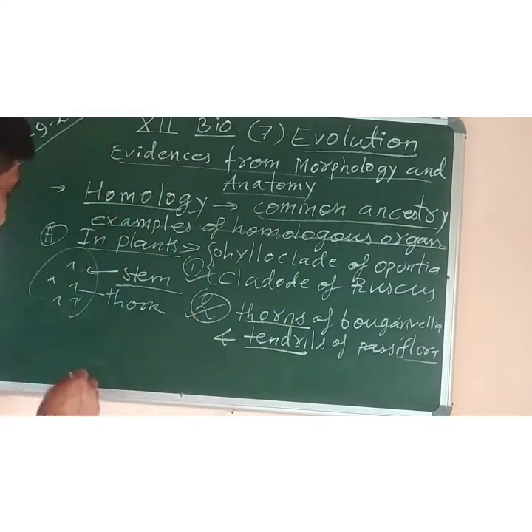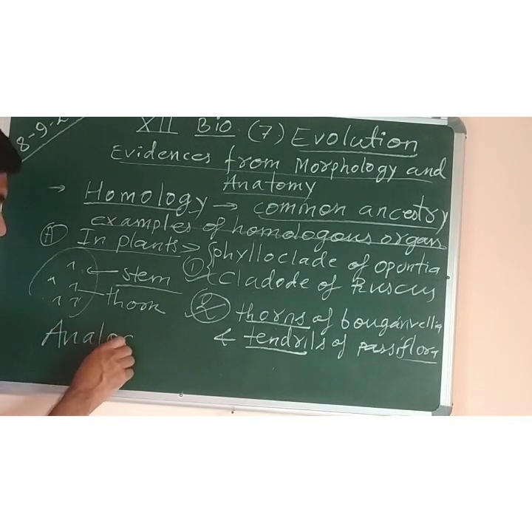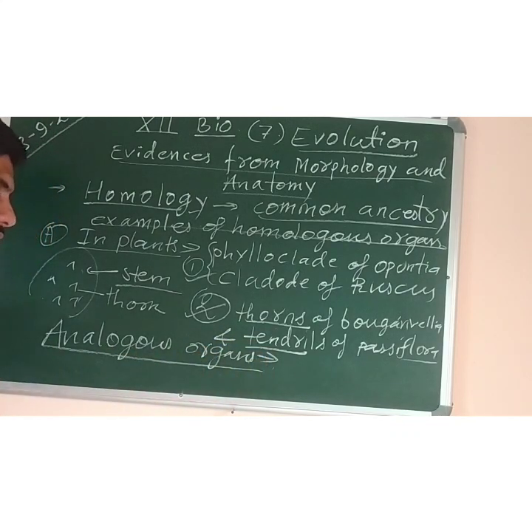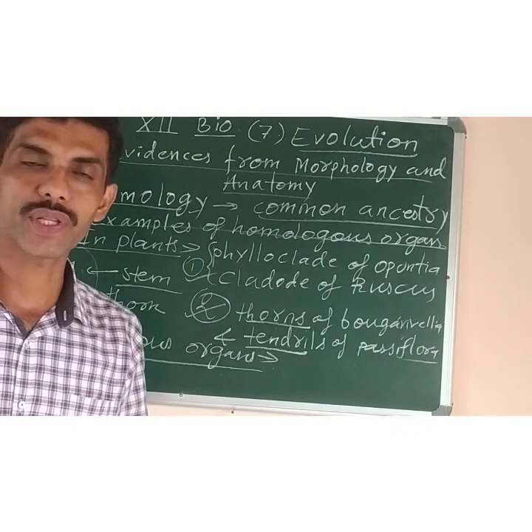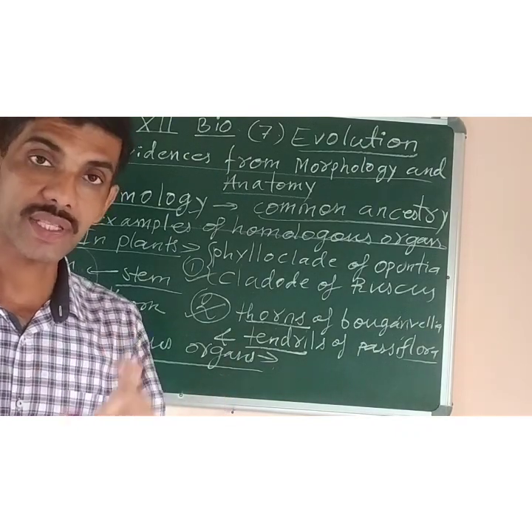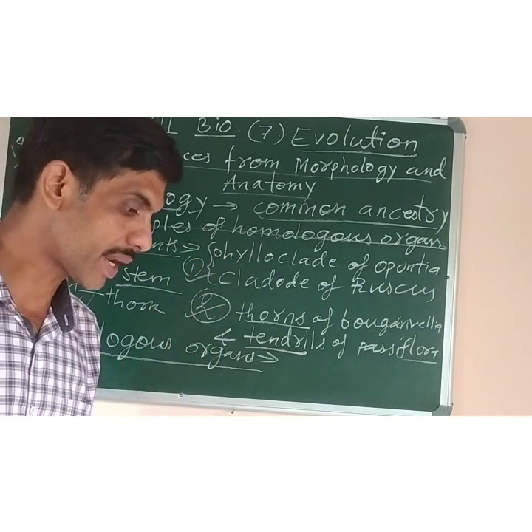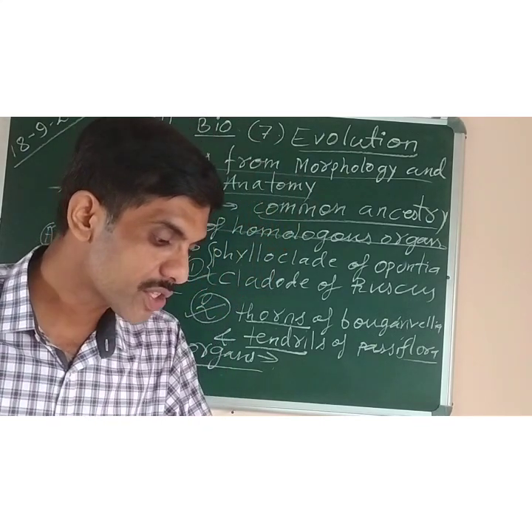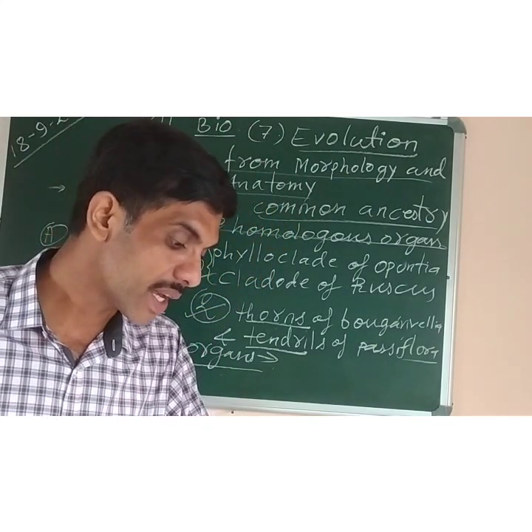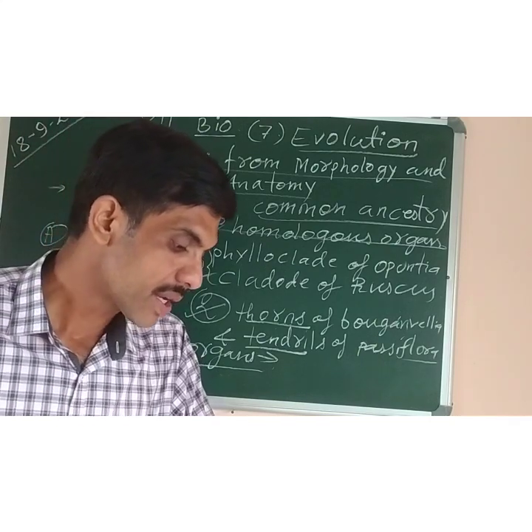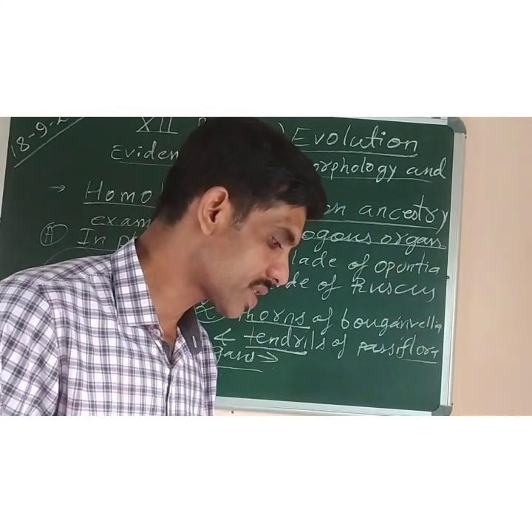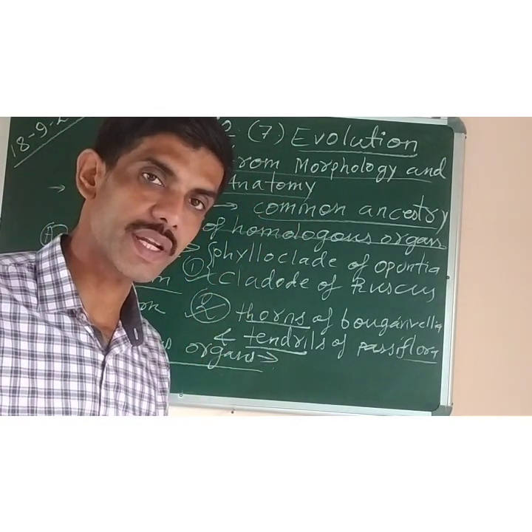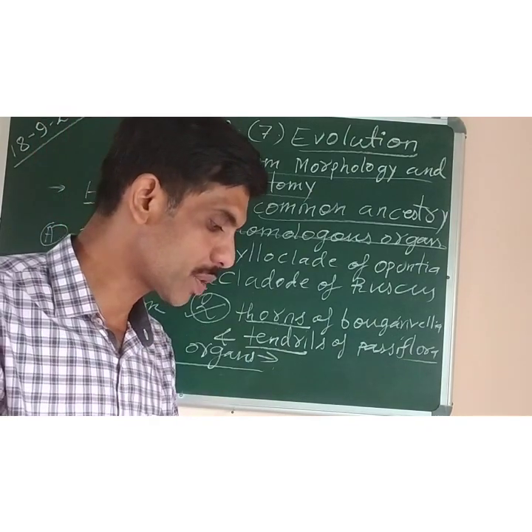Now next we have analogous organs. What are analogous organs? It's just the opposite. Analogous organs are those organs which have a different origin, but the function they do is similar. Like, take for example, the wings of insects like dragonfly, eagle, bat and pterodactyl. So analogous structures have convergent evolution. Homologous organs had what type of evolution? Divergent evolution. And this one has convergent evolution.